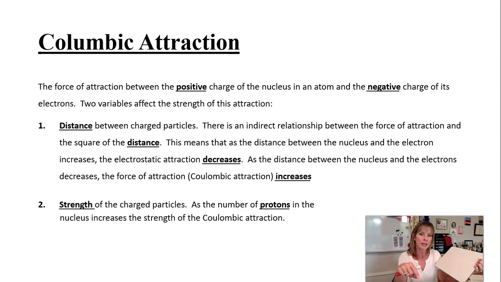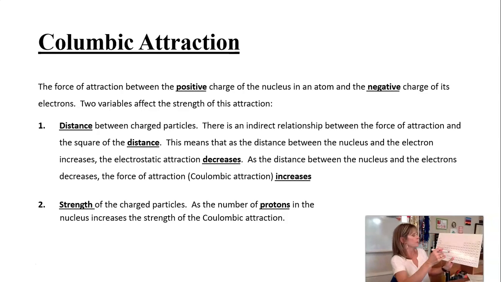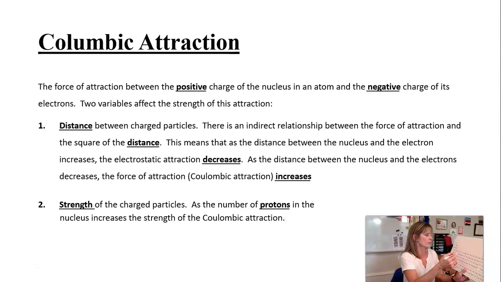Another thing that affects Coulombic attraction is the strength of the charged particles. What that means is if I have an atom with a greater number of protons, that's going to have a higher Coulombic attraction. So let me pick a couple. Let's say magnesium and chlorine.